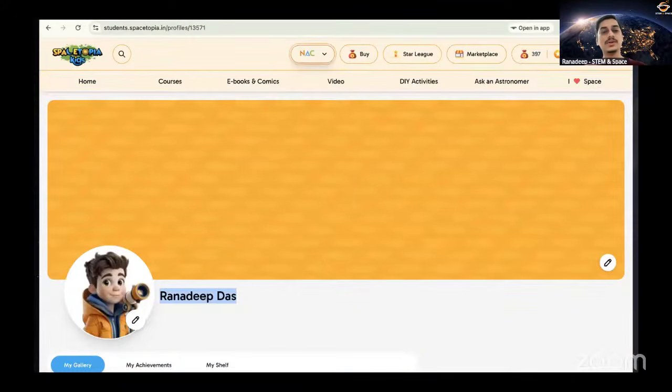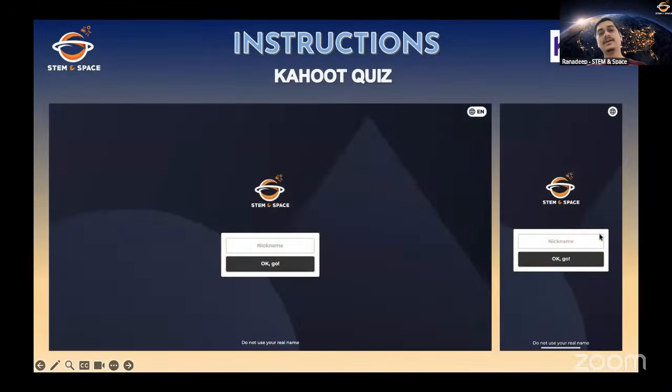When you click on the profile section, you can see your full name, whatever name you have. Okay, even if it's Albert Einstein or whatever it is. Whatever your full name is, you can find it right in your Spacetopia profile. Just use that full name or copy that full name, because that's the same name that you have to enter in the Kahoot quiz. We'll be sharing the link as well as the QR code for joining the Kahoot quiz just a couple of minutes from now. Once you get that link, you will be able to enter the nickname. Although it says do not use your real name, we strongly suggest you use your real name. Otherwise, if by chance you win the quiz at the end, we won't be able to identify you properly.